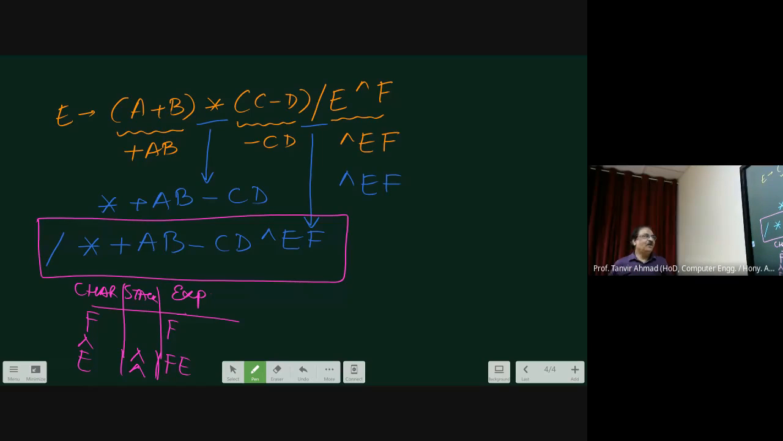Okay. Now again, when you find the bracket, let me just show you. When you find the bracket, this will become F, E, and power. Right? Once you get a bracket, you pop it out. Now when you pop this power exponent sign, you will get FE with the power sign.